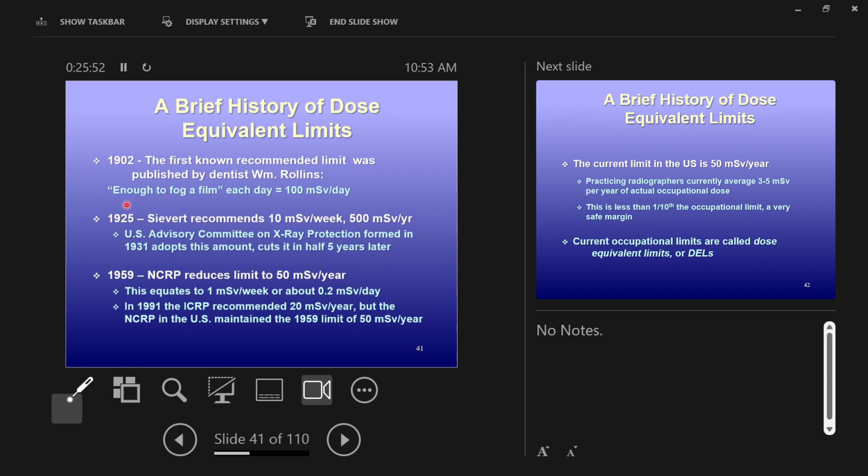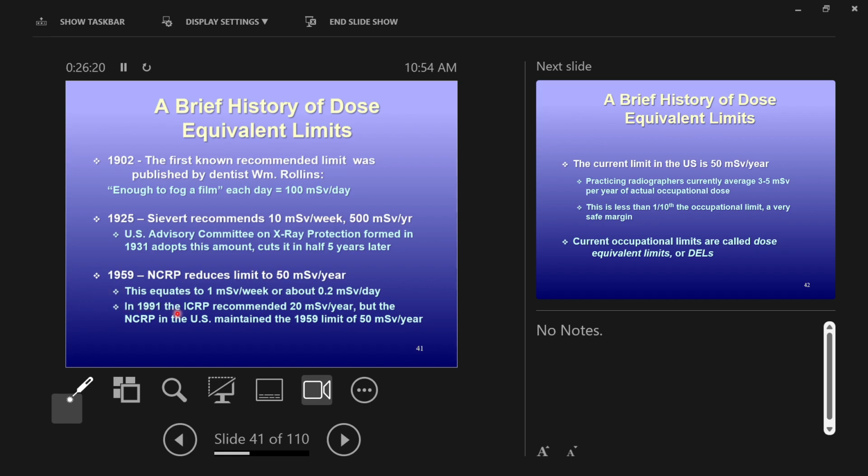You can't fault Rollins, right? He didn't have much to go off of. All that they had to detect radiation were these photographic plates, and that's what they used. They used what they had, right? We get better and better detecting devices and more data, and then we can make more accurate recommendations. And so, yep, 1 millisievert per week, 0.2 millisieverts per day.